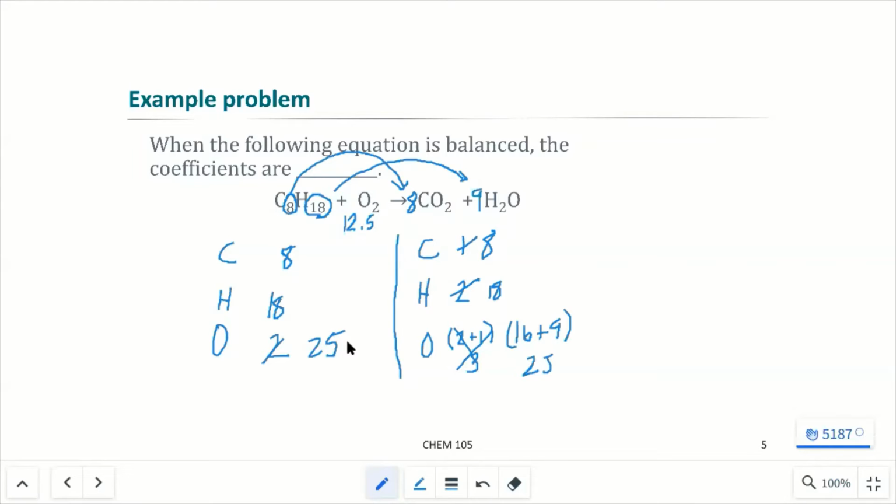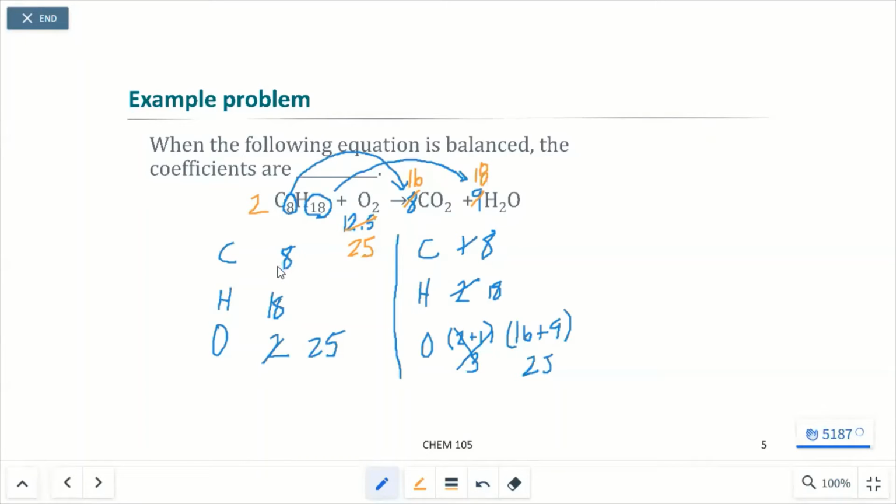So to solve that problem, I'm going to have to do very similar to what we did with empirical formulas. How do I get rid of a half? I have to multiply everything by 2. So when I multiply everything by 2, 2 times 1 is 2 for the octane. 2 times 12 and a half will give me 25 for the oxygen. 2 times 8 will give me 16 for the carbon dioxide. 2 times 9 will give me 18 for the water.